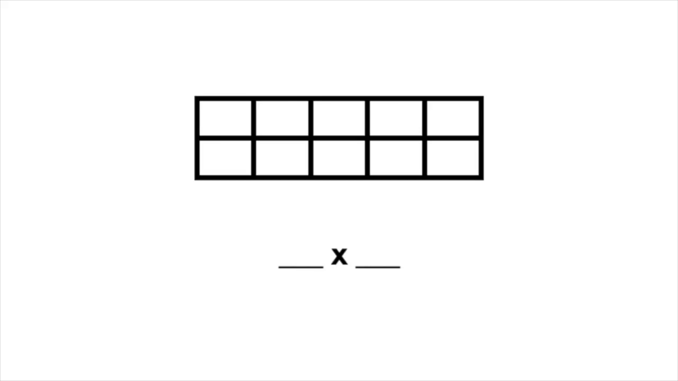Now let's get started with arrays. This is an array. So we will count the number of boxes on each side. So on this side, we have 1, 2. We'll label that as 2. And on this side, we have 1, 2, 3, 4, 5. So we will label that as 5. So the equation would be 2 times 5 because we have 2 5 times. So we have 1, 2, 3, 4, 5, 6, 7, 8, 9, 10. So 2 times 5 equals 10.